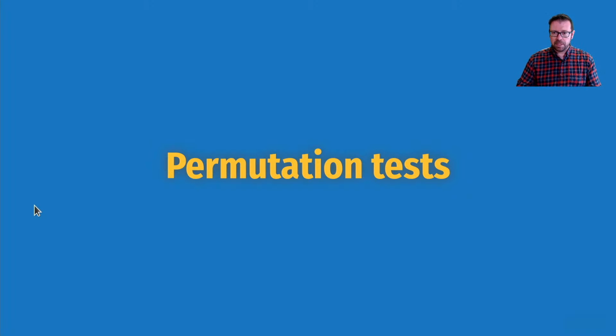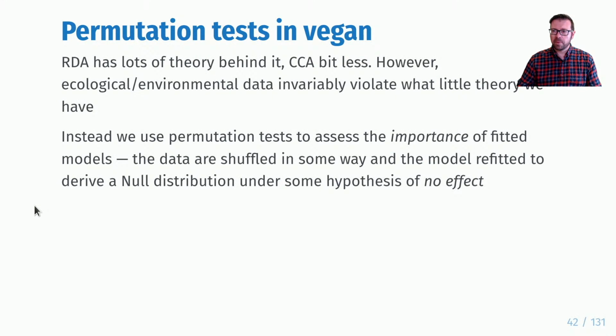Right, permutation tests. Okay. So, RDA, if you look at the theory behind it, RDA has quite a lot of theory. It's just a principal components analysis of the fitted values of a lot of regressions. CCA is a little bit woolly. It's an approximation to sort of canonical Gaussian ordination or something like that.